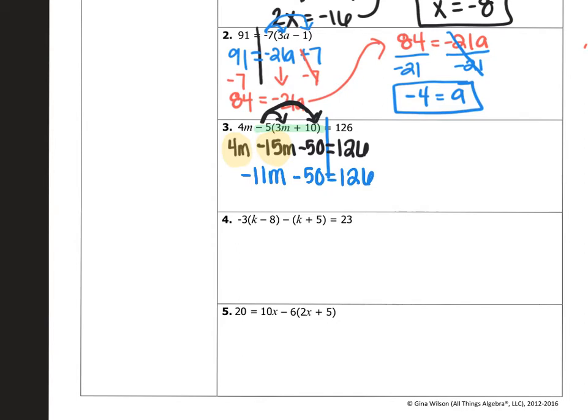I then need to solve. To get m by itself, I need to add 50 to both sides because it's -50. The 50's cancel. I'm left with -11m equals 176. I'm going to move this over here because I don't have enough room. So -11m equals 176.